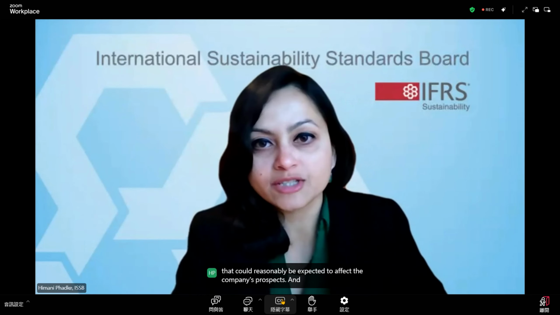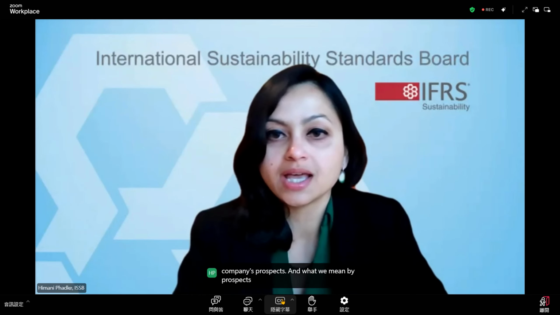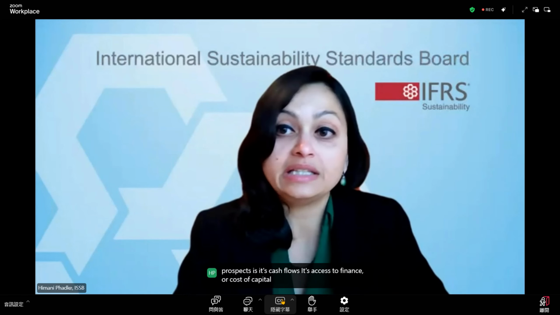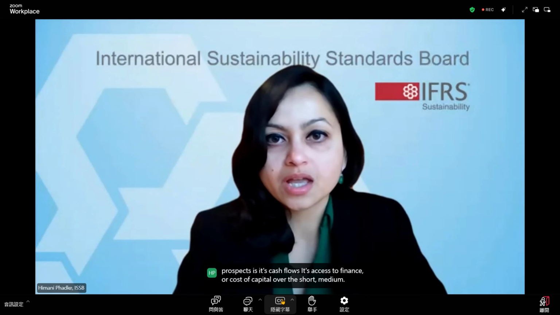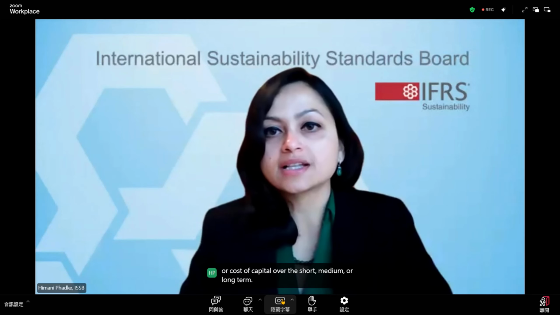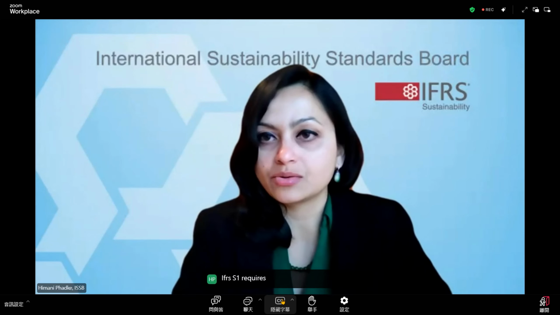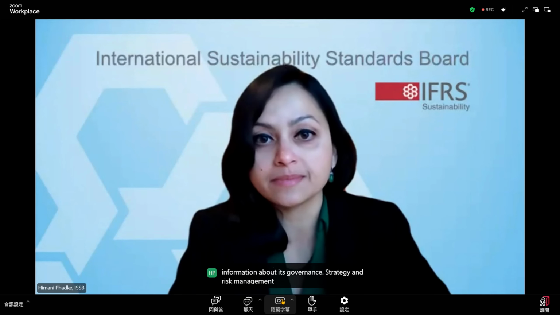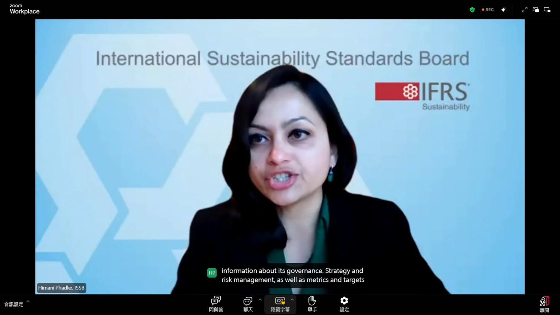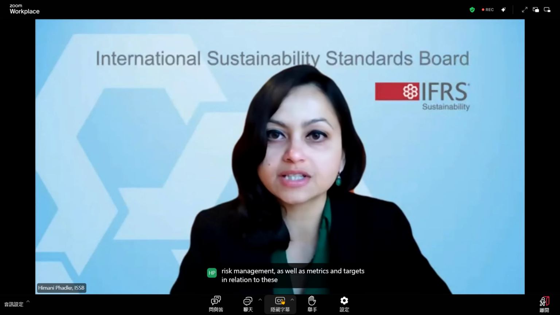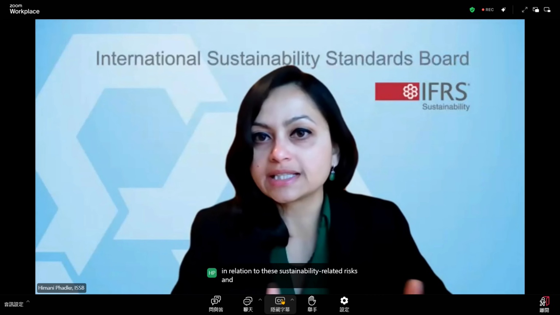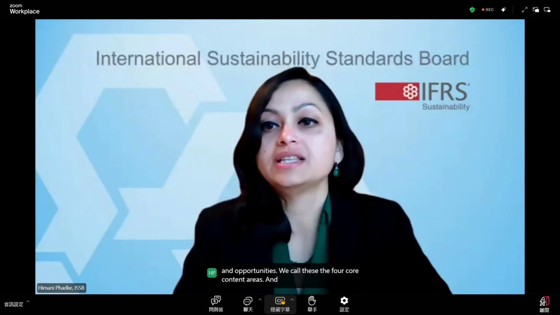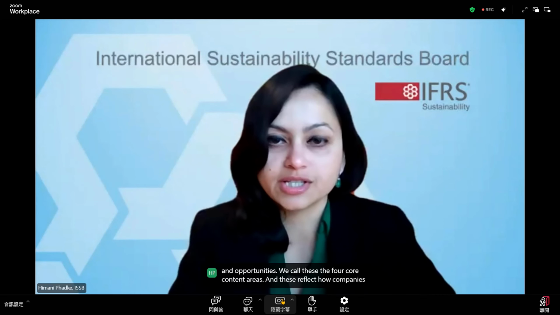And what we mean by prospects is its cash flows, its access to finance or cost of capital over the short, medium, or long term. IFRS S1 requires a company to disclose information about its governance, strategy, and risk management, as well as metrics and targets in relation to these sustainability-related risks and opportunities. We call these the four core content areas, and these reflect how companies manage those risks and opportunities.